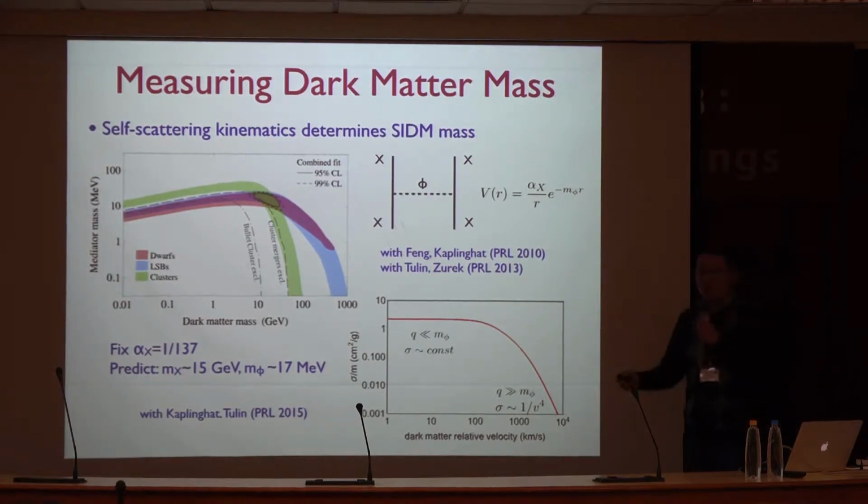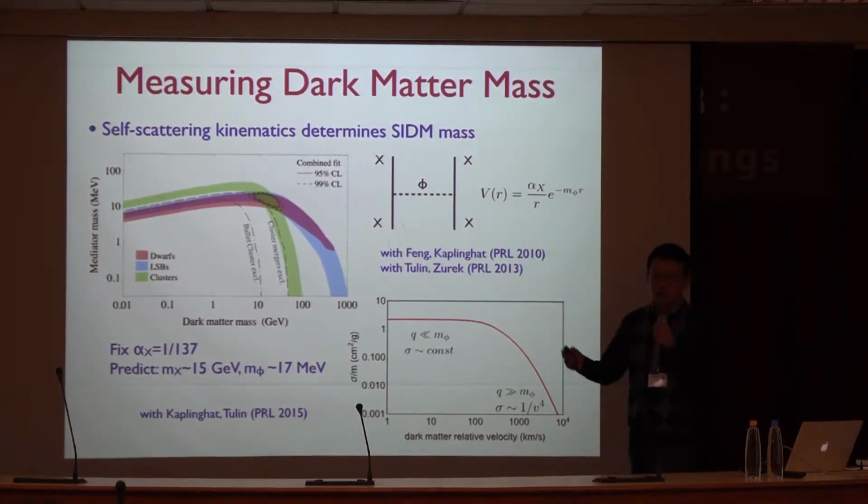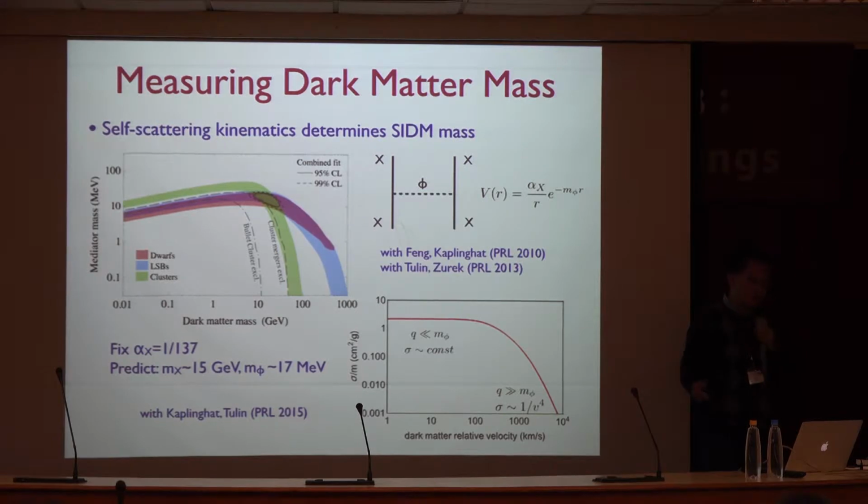One is to generate large enough, nuclear-scale cross-sections on small scales, on dwarf scales. Then your cross-section should also have a velocity dependence. So how do you achieve this? You can imagine that there's dark matter interacting with the dark photon, and so the interaction is this Yukawa interaction. There are three parameters for this Yukawa interaction, and you fix the coupling constant.